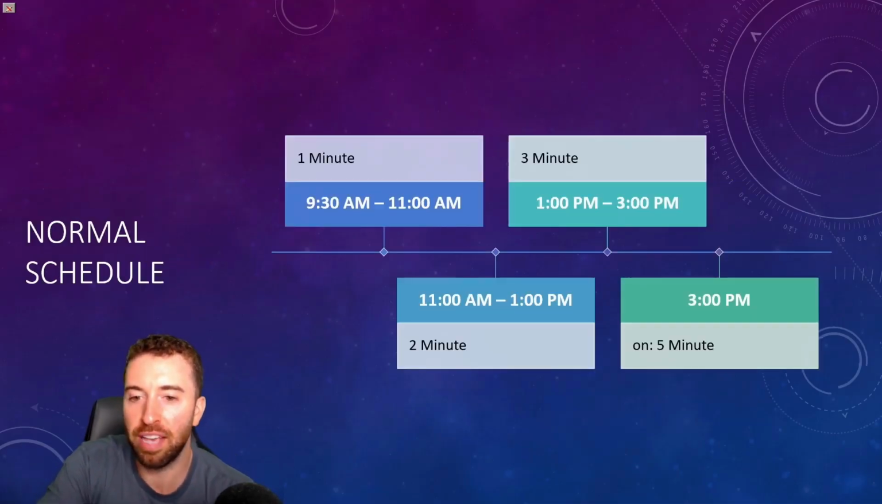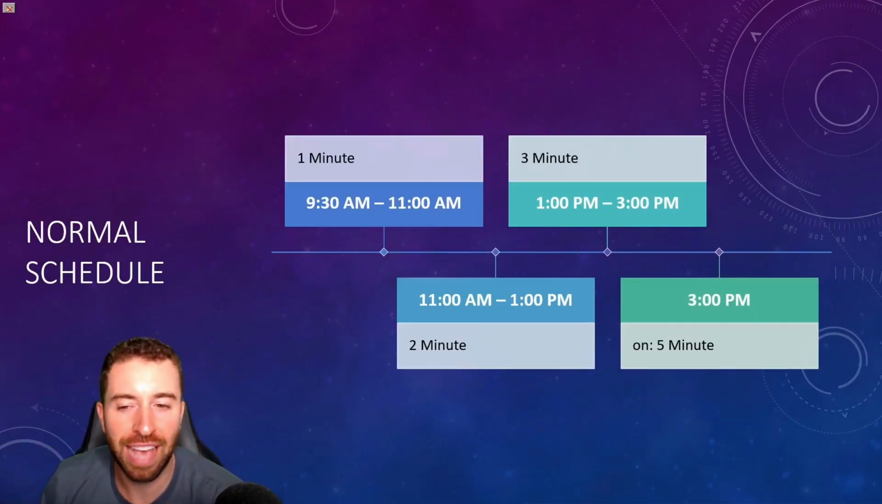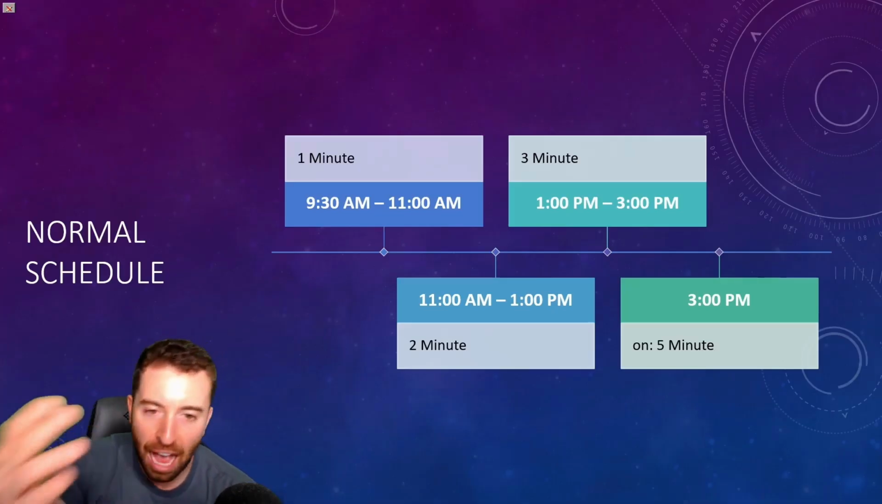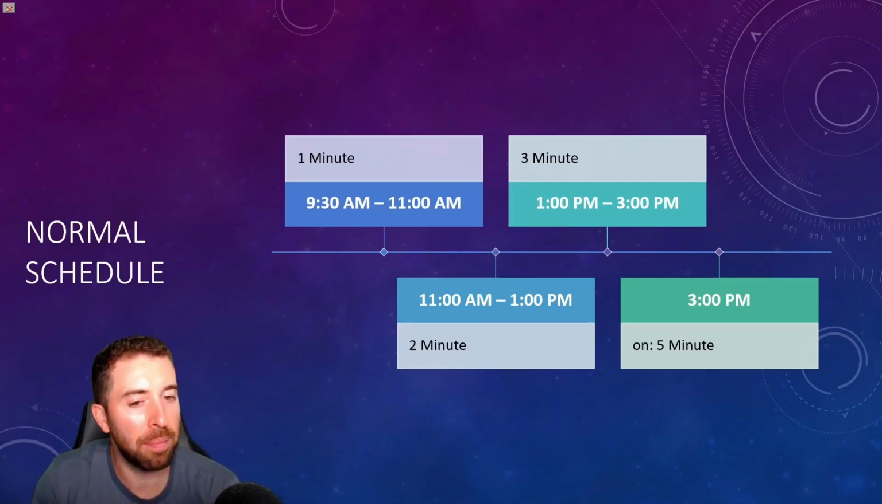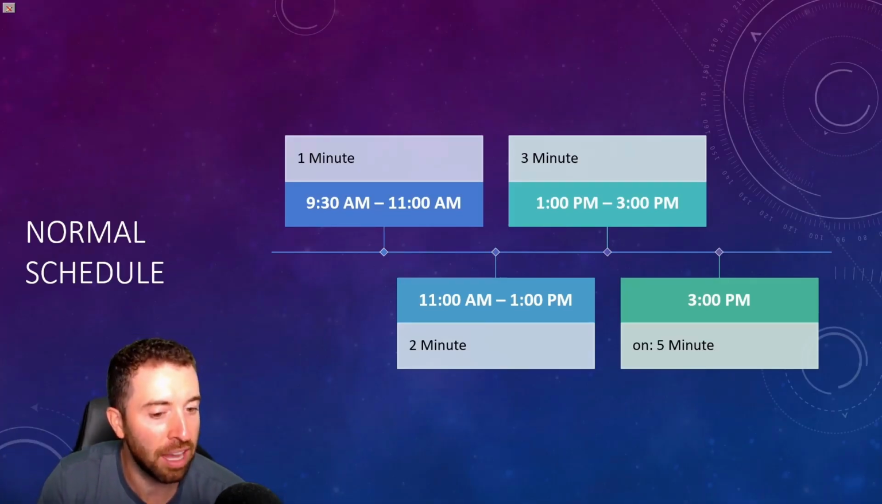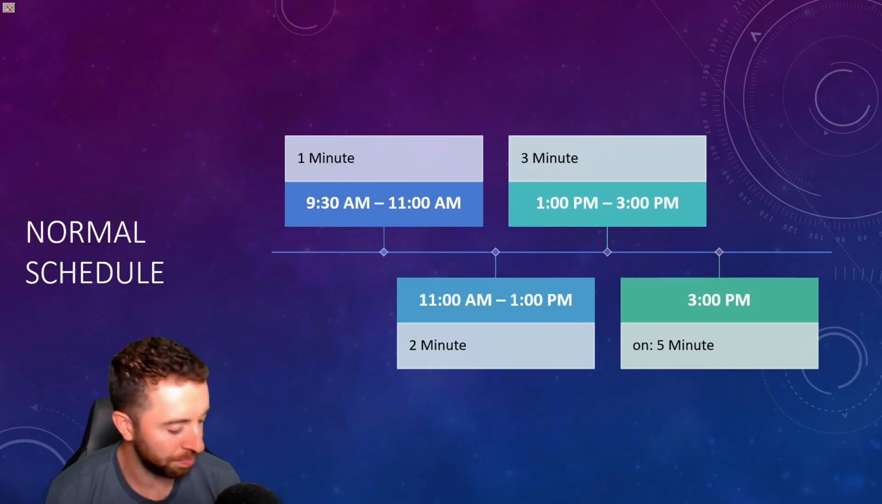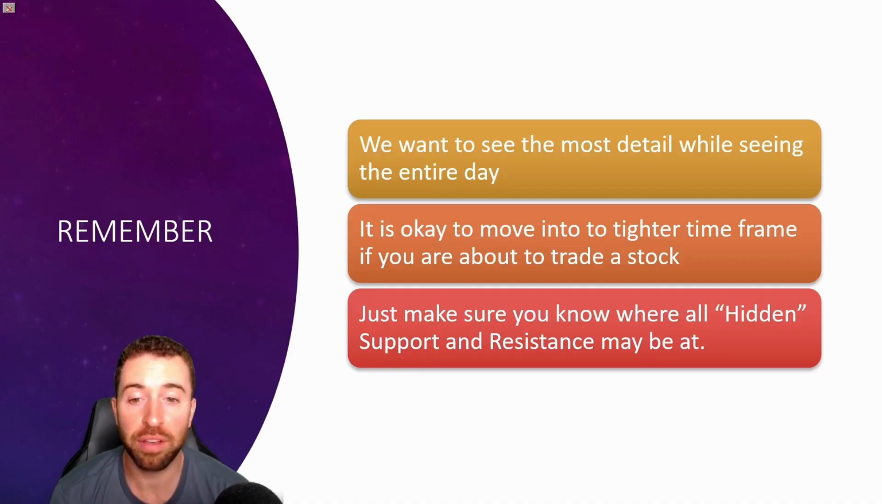What's the best normal schedule? As I said, usually the first hour and a half, 90 minutes, being that 1-minute time frame. After that, the next 2 hours being about the 2-minute time frame. The next 2 hours after that, from 1 to 3 o'clock, into the 3-minute time frame. And then the final hour of the day, we want to be in that 5-minute time frame. Remember, we want to see the most detail while seeing that entire day.